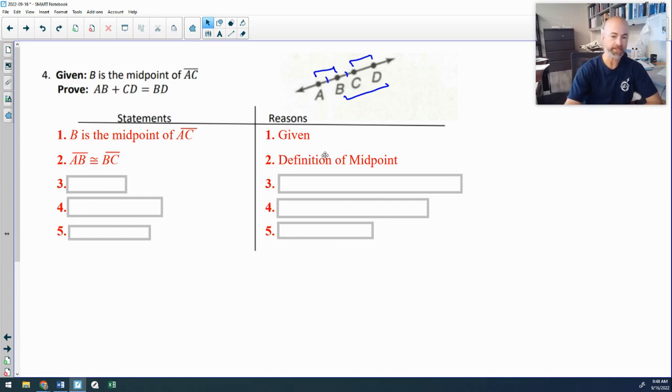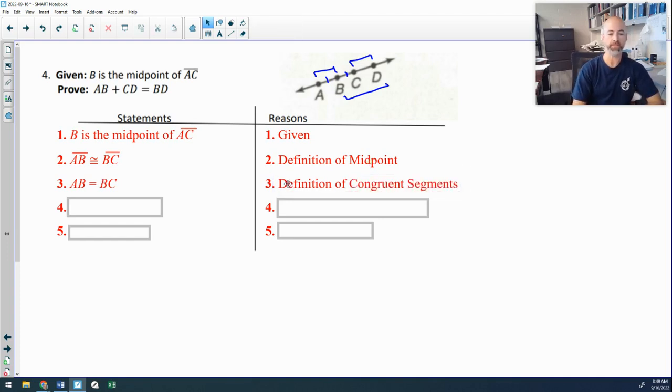And then my very next step is to set those equal to each other because I most likely will be using substitution. So I'm going to go ahead and change that congruence statement into a statement of equality with my definition of congruent segments. And now I'm going to try to figure out how I'm going to get AB plus CD to equal BD.